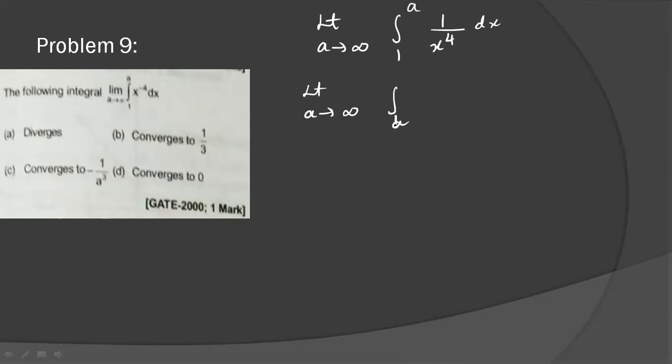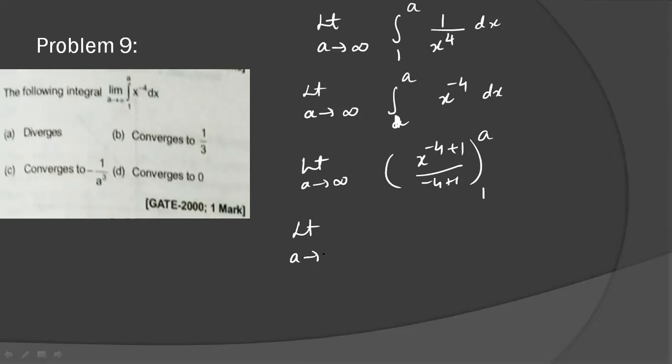So this can be written as the integral from 1 to a of x to the power minus 4 dx. So limit a tending to infinity of x to the power minus 4 plus 1 over minus 4 plus 1. Apply the integration formula from 1 to a. Limit a tending to infinity, it will be minus 1 upon 3 times 1 over a cube, plus 1 by 3. If you apply the limit, upper limit minus lower limit, at the upper limit a, x to the minus 3 will go to the denominator, and minus 1 by 3 taken outside will be plus.